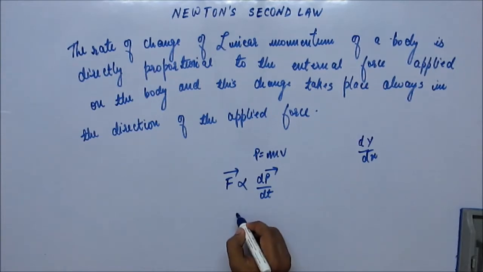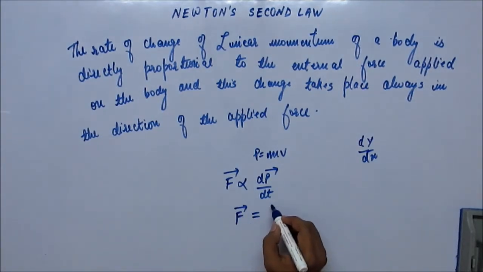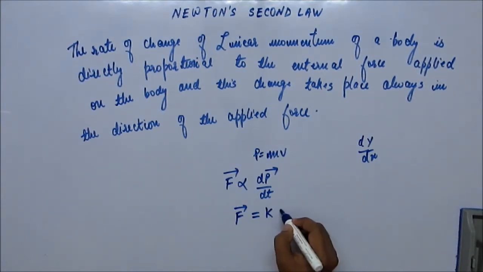And if we have to get rid of this proportionality and turn that into equality, we have to bring in a constant, k.